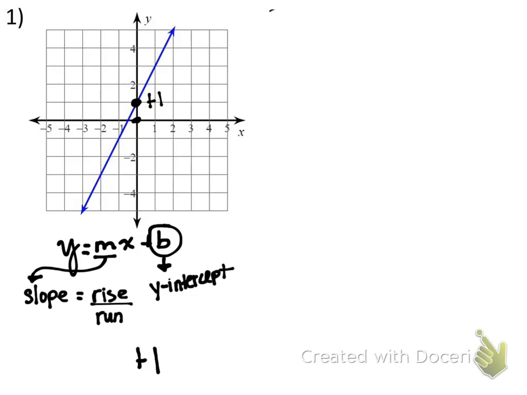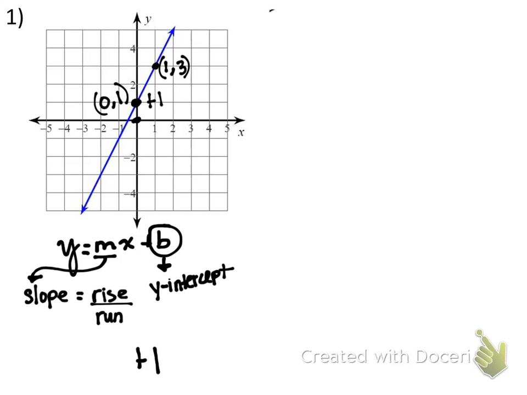Step 3, identify the coordinates of the y-intercept and one other point. So the coordinate at the y-intercept is 0, 1. And I'm going to find another point that crosses on the graph. There's one right here. This point is called 1, 3.